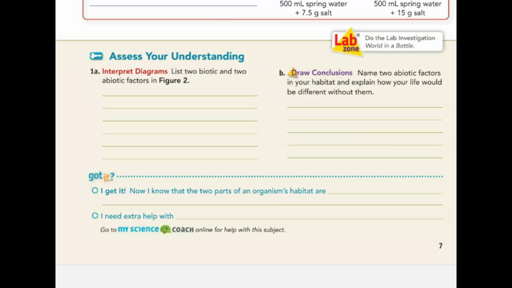I get it! Now I know that the two parts of an organism's habitat are... Did you say living or biotic factors and non-living or abiotic factors? Because if that's so, you'd be correct.